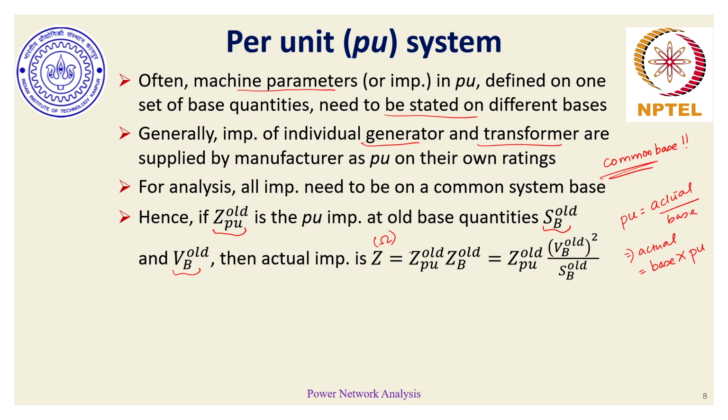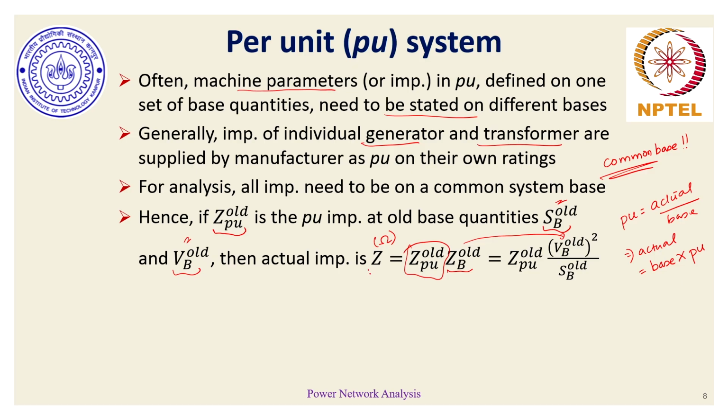So ZPU old is given in the machine nameplate specification, and now I have to find what is the base impedance for this particular machine. Since I know the corresponding base power and base voltage, if I revisit the previous slides, ZB old is nothing but this particular ratio. So from here I can find the corresponding actual impedance.